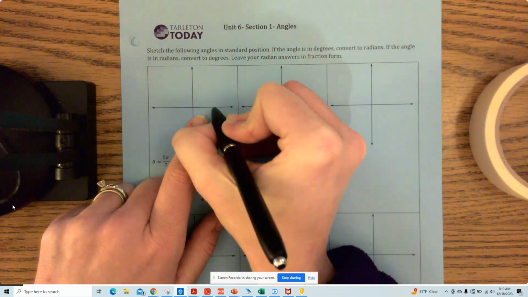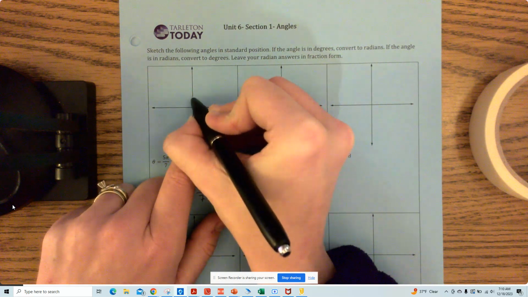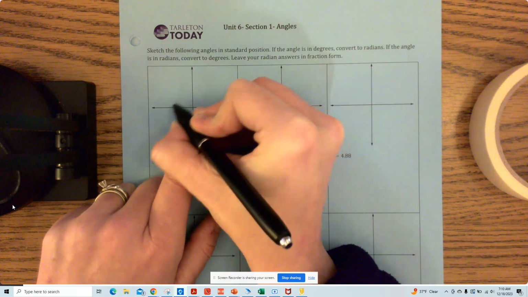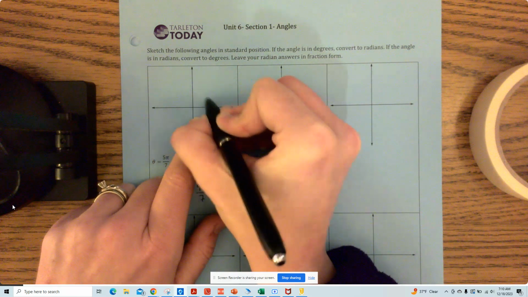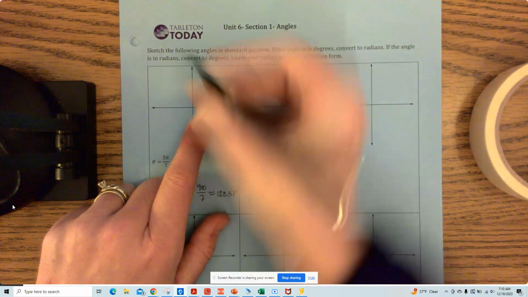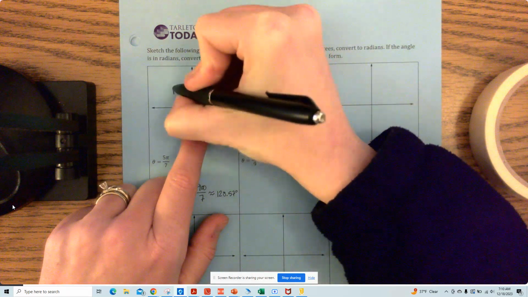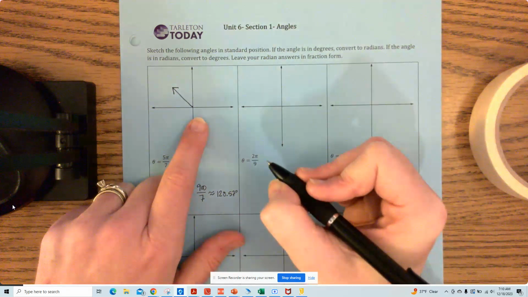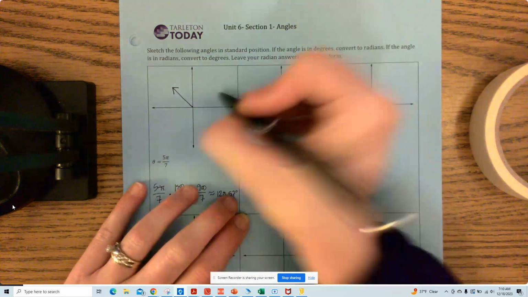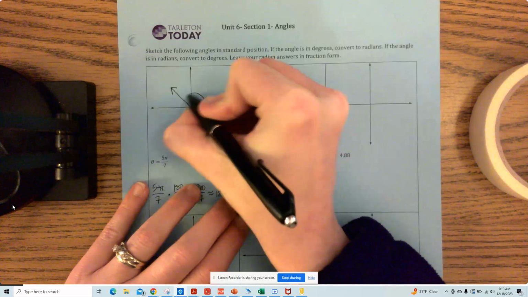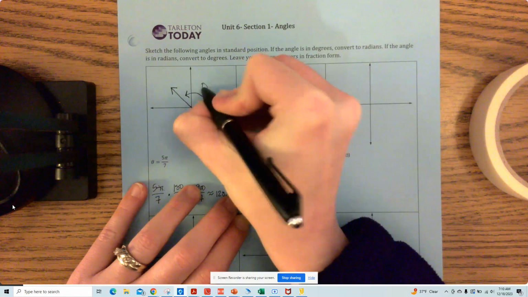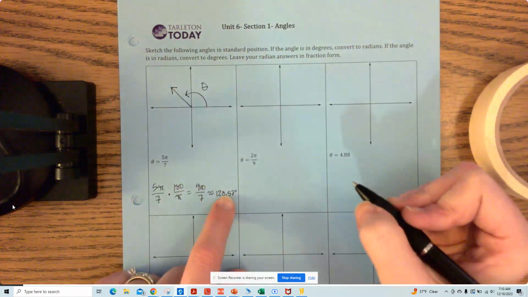So think about your measurements here. If I start at the x-axis, if I go to the y-axis, that's 90 degrees. If I go back to the x-axis, that would be a 180-degree angle. Okay, so this one's going to be about in the middle there. Okay, and so that would be that angle. Okay, again, make sure you're putting the degree sign.